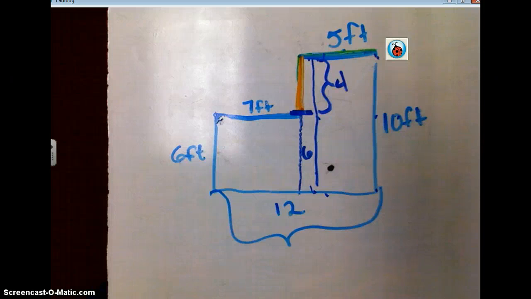Okay? That should not be totally new for you, right? No. Okay. Are we working on the area or perimeter? We're going to be working on area. Okay?